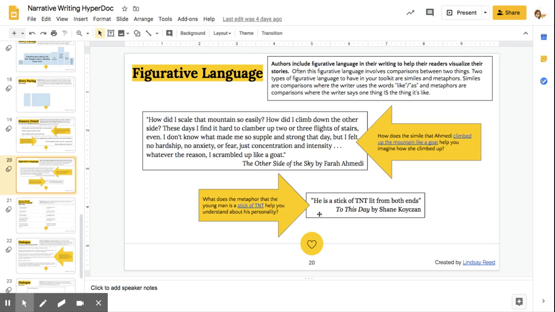Here's another one from To This Day. "He is a stick of TNT lit from both ends." He's not saying that he is like one. He's saying he is one, that anything could set him off, right?